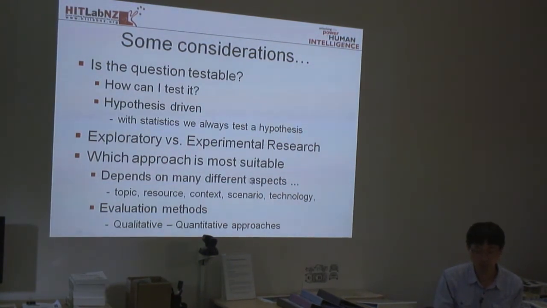Experimental research might be more having certain levels of goals or questions, such as in terms of performance, or in terms of user satisfaction level, or so forth. And then you do a controlled experiment and then tick the boxes. And again, it depends on many different things, such as what kind of topic you have, or what kind of resource you have in terms of time or financial resources, and so forth.